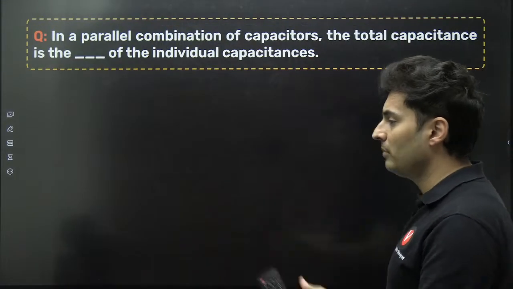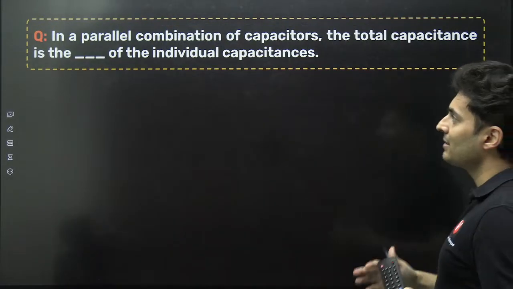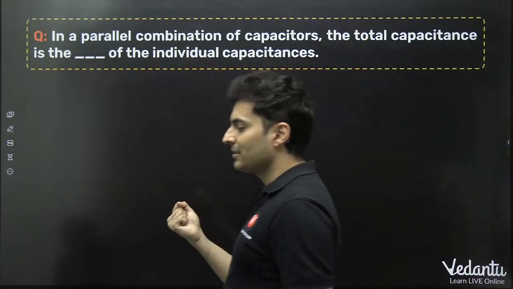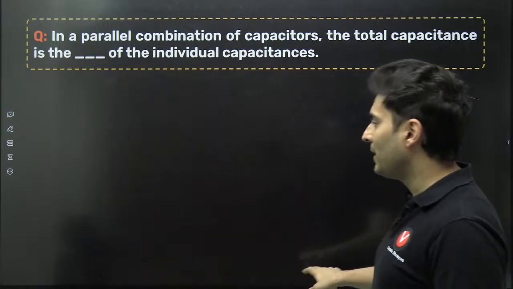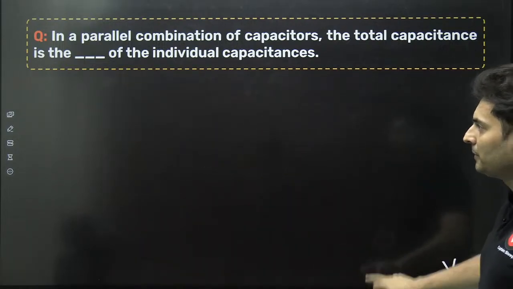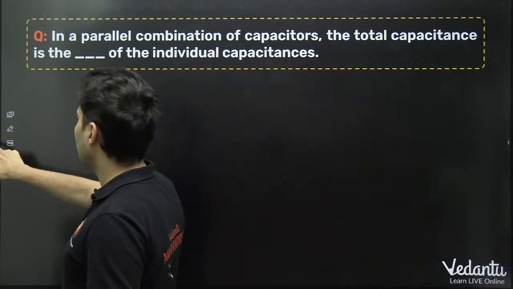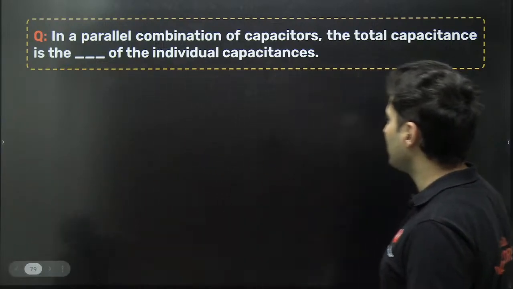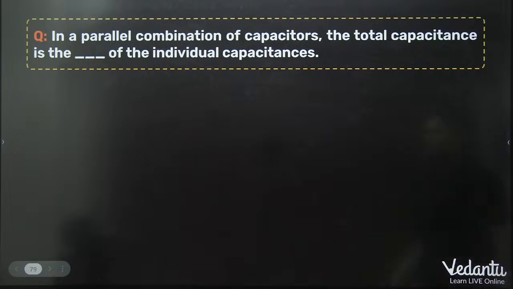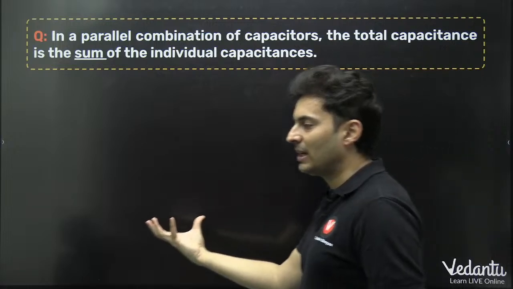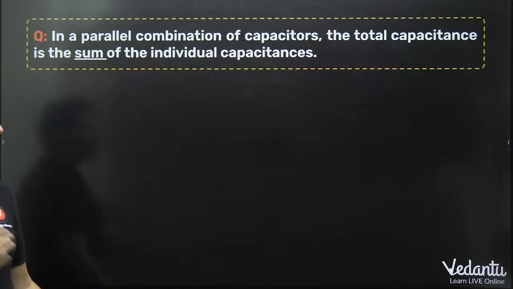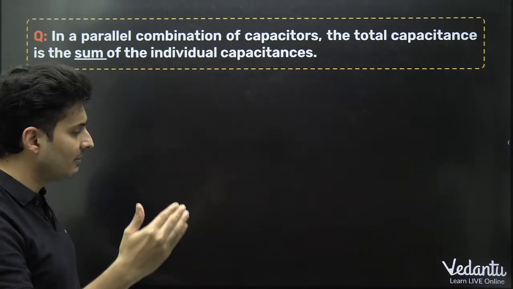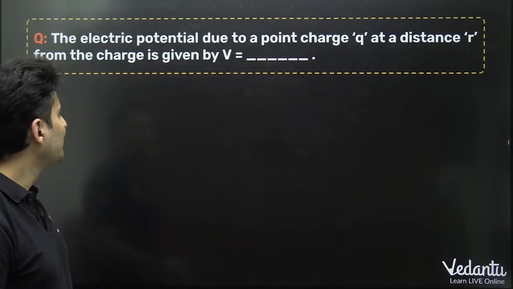If you take a parallel combination of capacitors, the total capacitance is the dash of the individual capacitances. Come on, my dear warriors, think about it. What do you think is the correct answer? In a parallel combination of capacitors, the total capacitance is the sum of the individual capacitances. You just add them all and you will get the total capacitance in parallel. C1 plus C2 plus C3 is CP.